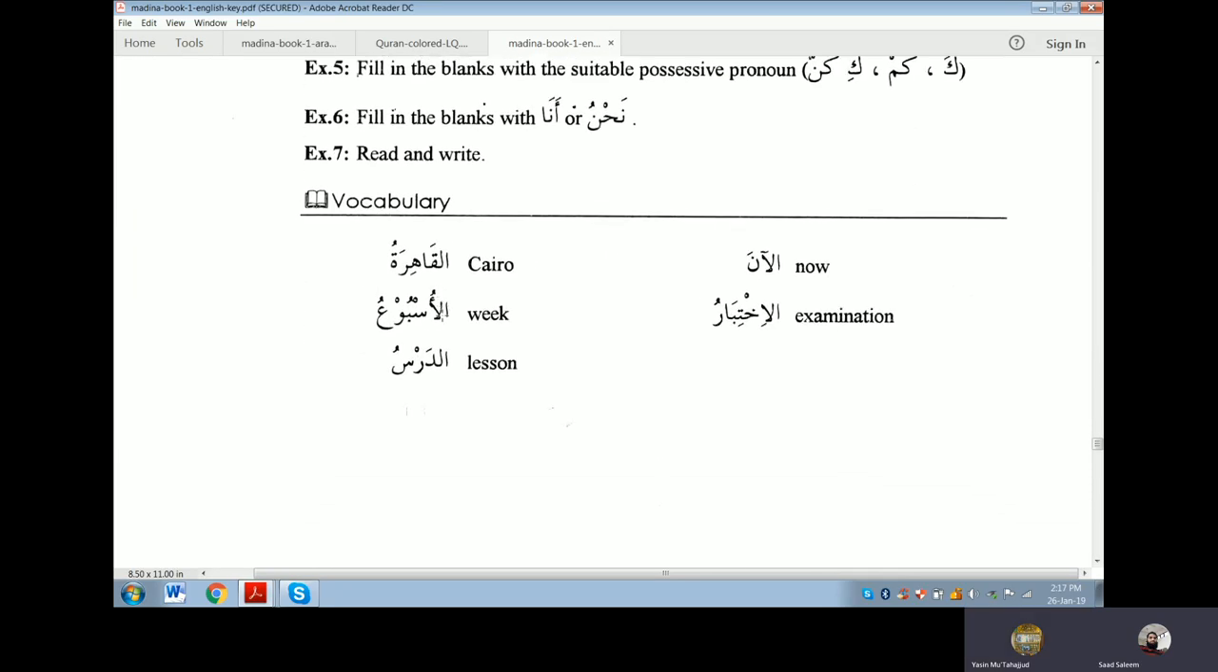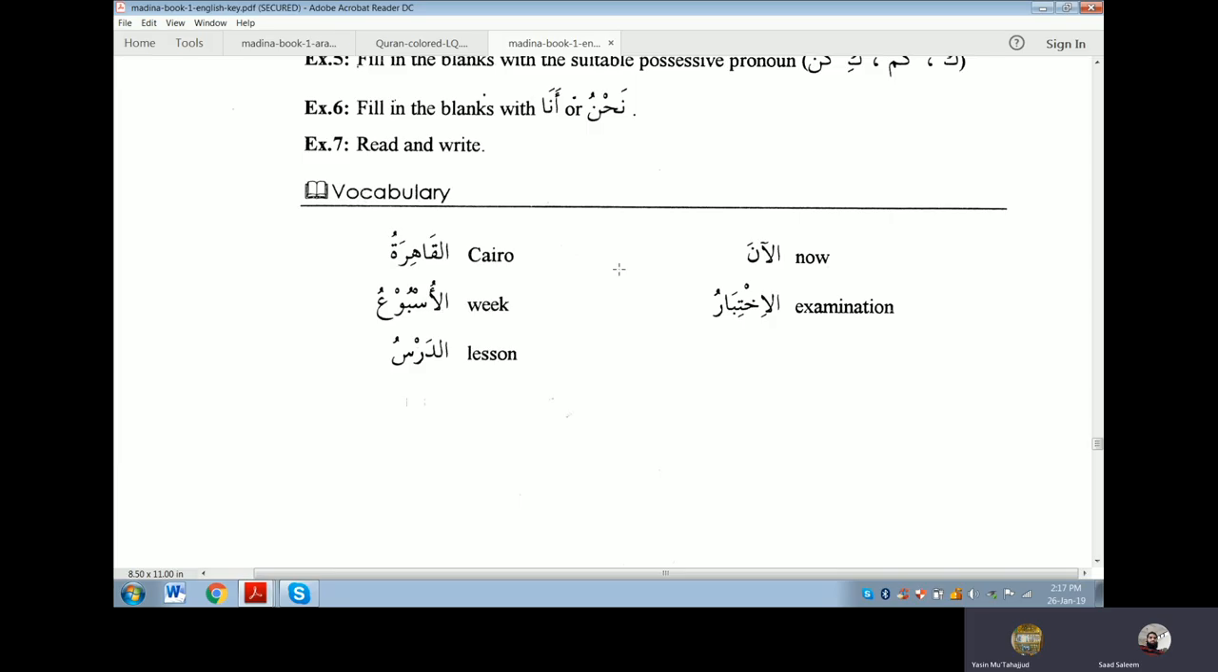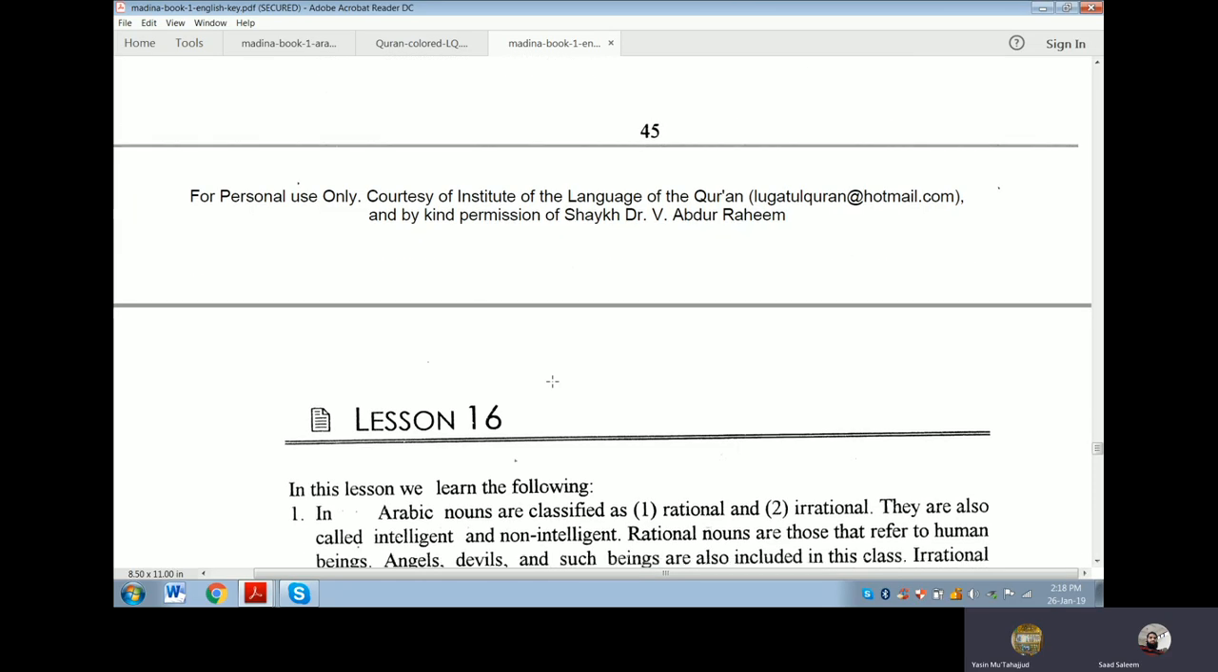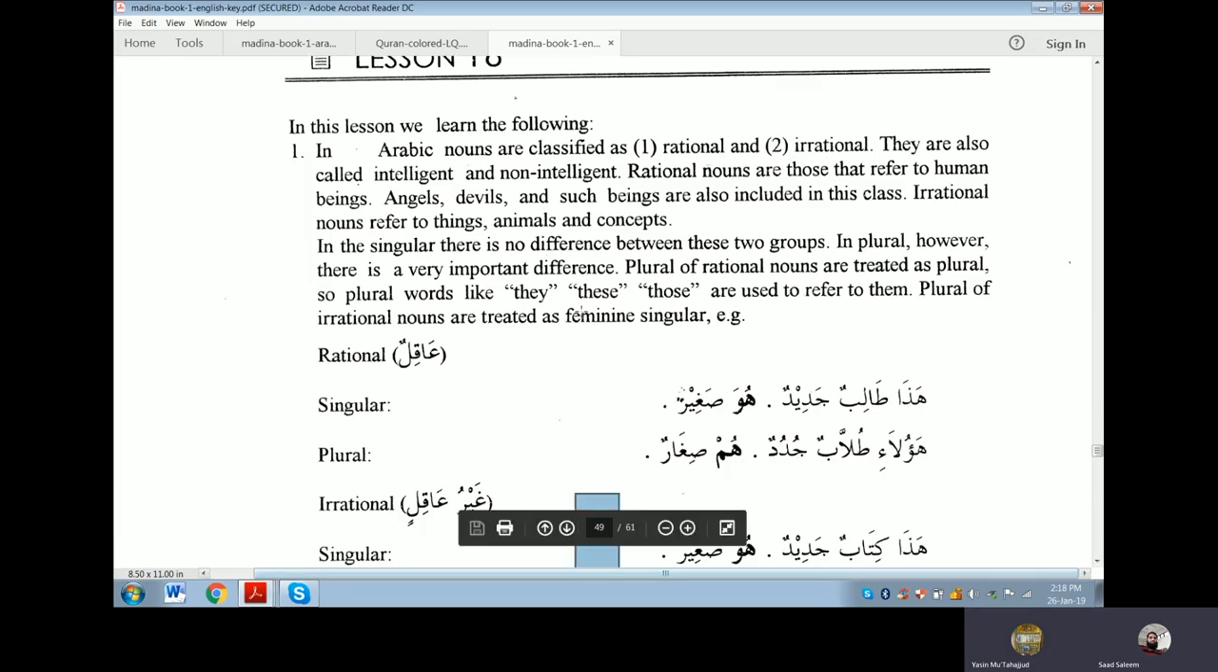Now read the vocabulary. Al-an, now. Al-kahiratu. Al-usbu'u, week. Al-ikhtibaru, examination. Ad-darsu, lesson. Now note this page, page number 49 on the PDF.